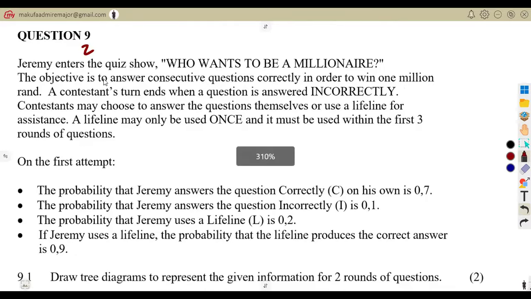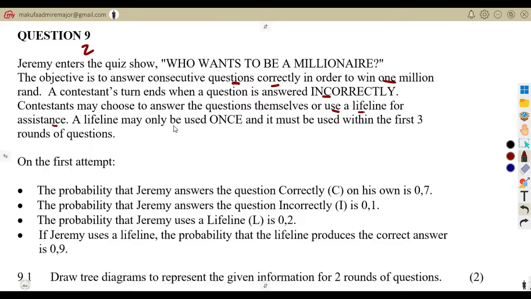We are given that Jeremy enters the quiz show, Who Wants to Be a Millionaire? The objective is to answer consecutive questions correctly in order to win 1 million rand. A contestant's turn ends when a question is answered incorrectly. Once it is incorrect, there is no more answering of any other question. Also, contestants may choose to answer the questions themselves or use a lifeline for assistance.